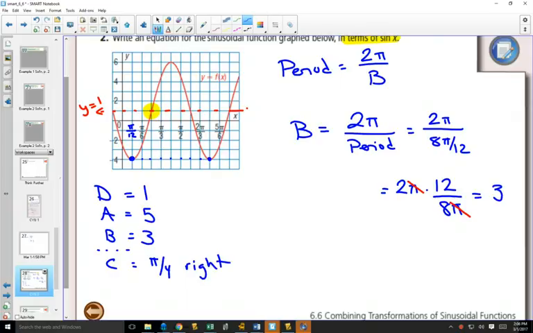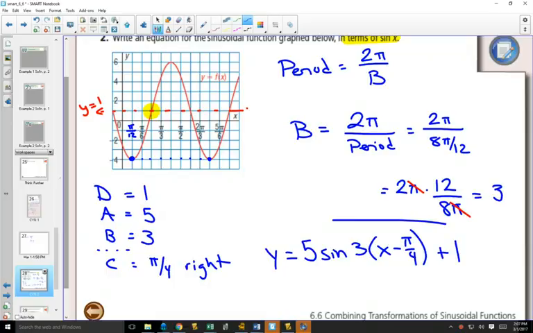Well, how do I put all of that information into my equation? I've got my a, my b, my c, and my d values. I can now write my equation. Y will equal, amplitude is 5, sine, b value is 3, factored out. I need a shift of pi over 4 to the right, so that'll be minus pi over 4. And my d value is plus 1.